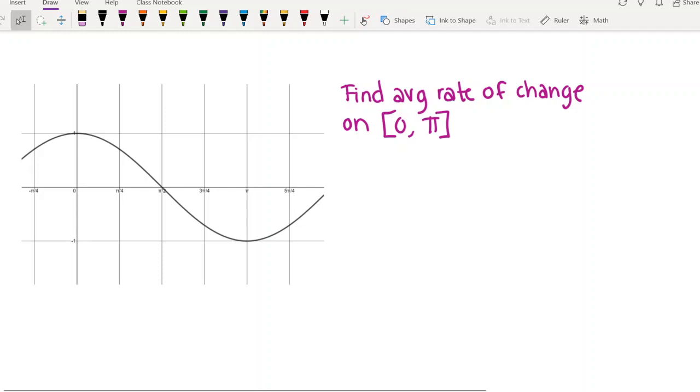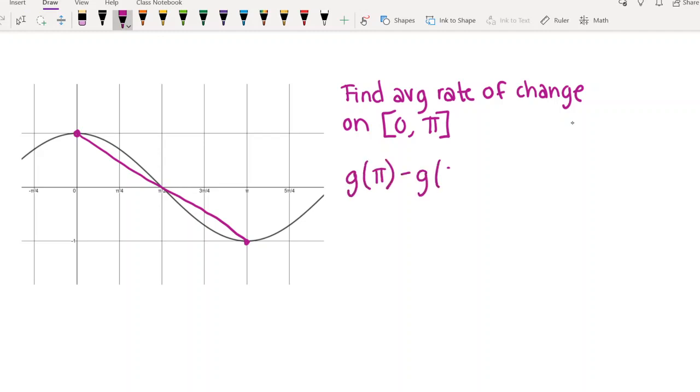So at x is equal to 0, we have a height of 1. And then at x is equal to pi, we have a height of -1. And so our line looks something like this. Oh, that was not good. Let me try one more time. It's probably like a line tool that I could be using here, but let's just pretend that's a straight line. Okay, so how do we find that slope? Again, we do g of pi minus g of 0 divided by pi minus 0.